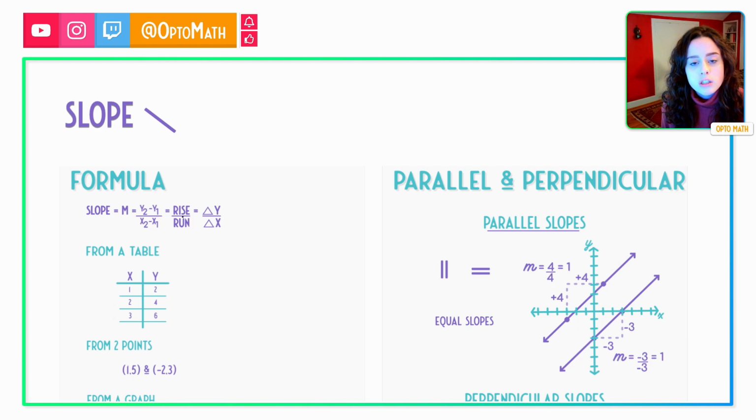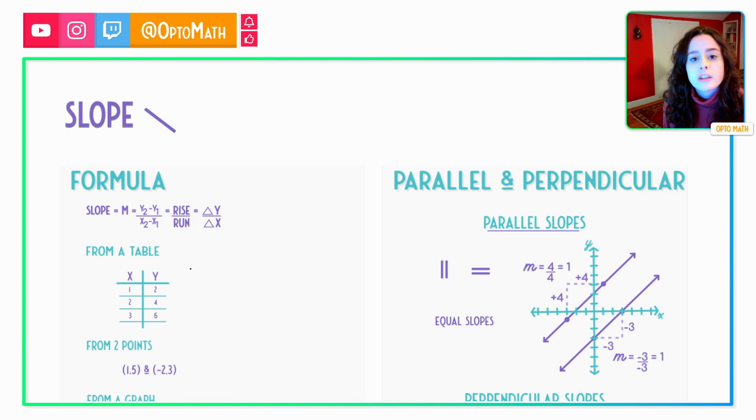For graphs, we also think about this as rise over run, and kind of an all-encompassing way to talk about this is the change in y over the change in x, and that's what these little triangles mean, the change in, and they're called delta symbols.